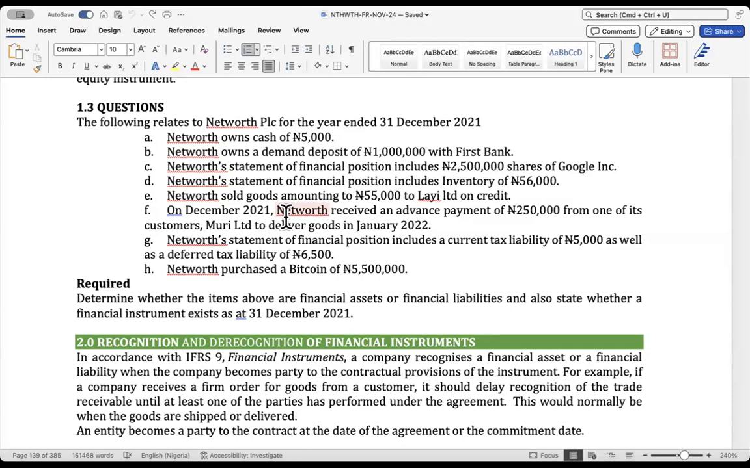That's perfectly correct. That's intelligent. So net worth has received money in advance, but what it is delivering to Muri is goods. So it doesn't have a financial liability. This is what we call contract liability. This contract liability gives a contractual obligation to deliver goods, not cash. So you're correct.